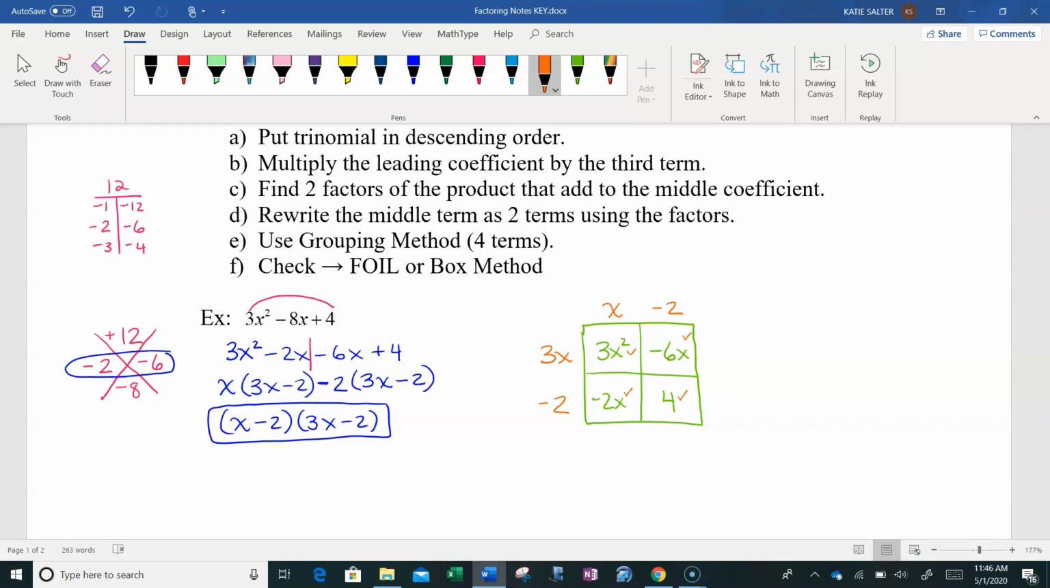So it's kind of like you're factoring and checking yourself, and then you could take these factors right here and put them together. One of them's 3x minus 2, and the other one's x minus 2. And remember, the order they're written in does not matter.